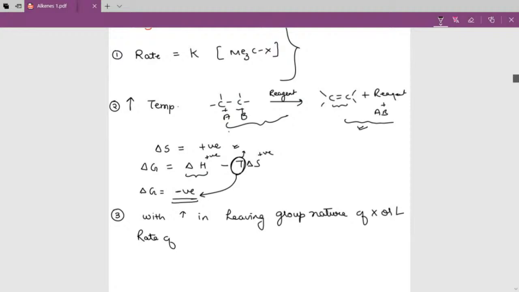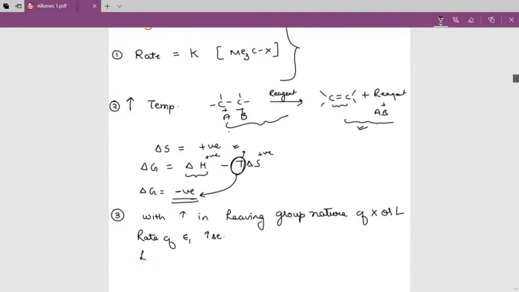Please have a very clear difference in your mind related to the word rate and yield. Something can be faster but may not give a very good yield. Something can be extremely slow but will give you a very good yield of a reaction. Currently, in this point number 3, I am bothered only about the rate. Okay, so as the leaving group nature of X or L increases, rate of E1 will increase.